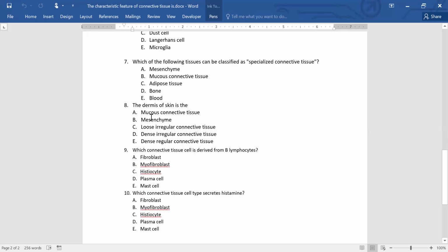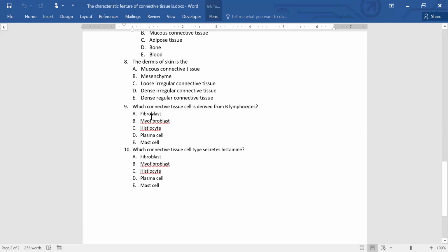Dermis of the skin is what type of connective tissue? Mucous connective tissue, mesenchymal connective tissue, loose irregular connective tissue, dense irregular connective tissue, and dense regular connective tissue. So the correct answer is the dense regular connective tissue.